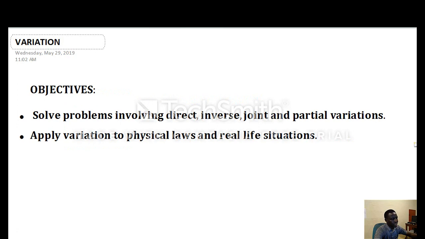Let's look at some of the objectives of variation, of which we said at the end of this class, each student ought to learn how to solve problems involving direct, inverse, joint, and partial variations. And you should be able to know how to apply variations to physical laws and real-life situations. At our previous class, we dealt precisely with direct variation. And in today's class, we are going to continue with the inverse variation.